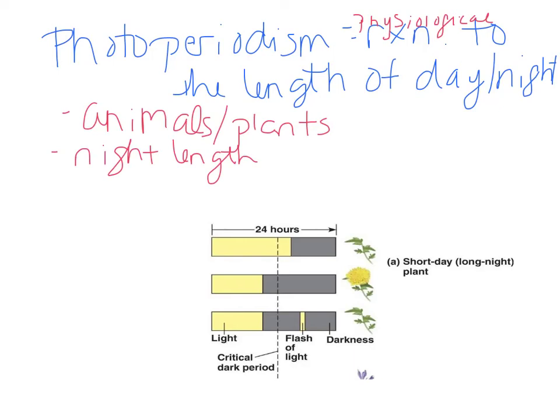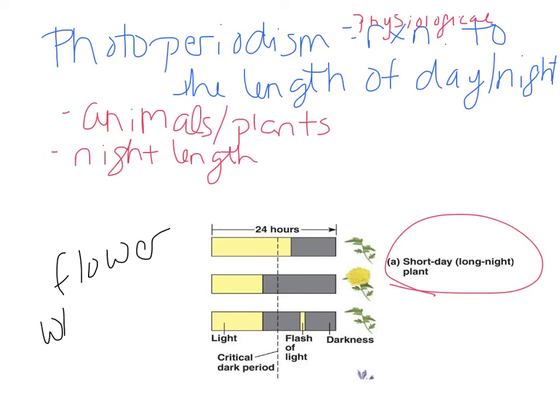So what we have down here is what's called a short day plant. We're going to look at a short day plant versus a long day plant. A short day plant is one that will flower, but it will only flower when their darkness exposure, or nighttime, is long enough.